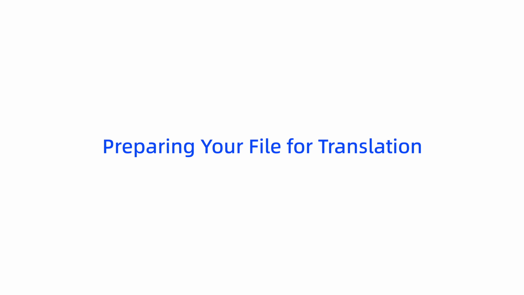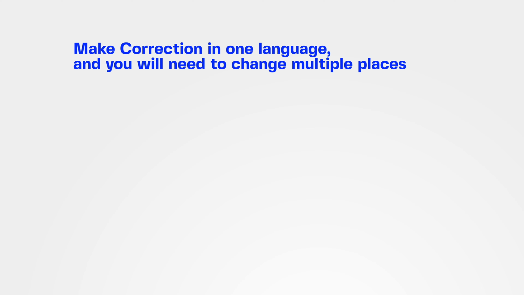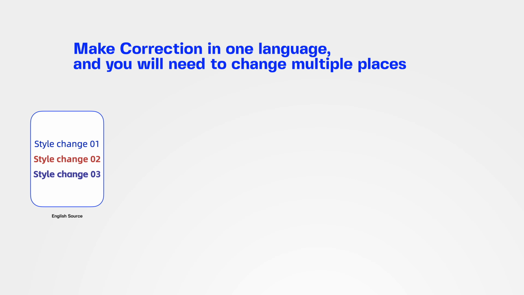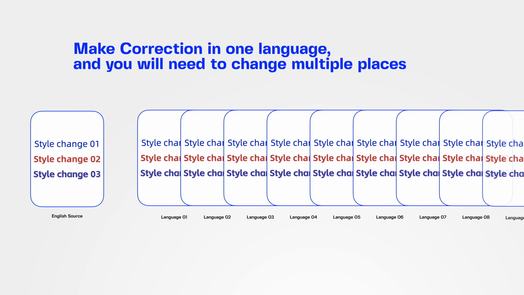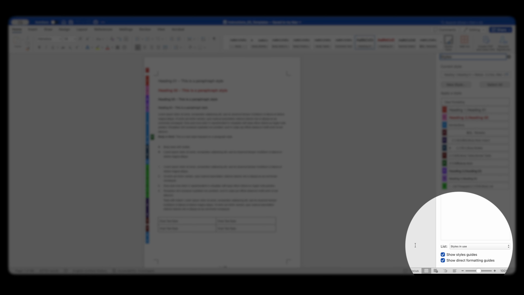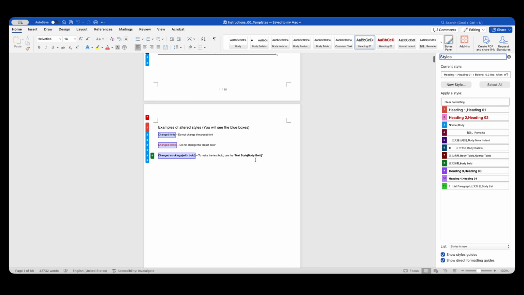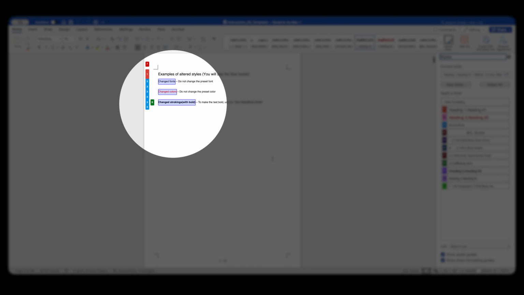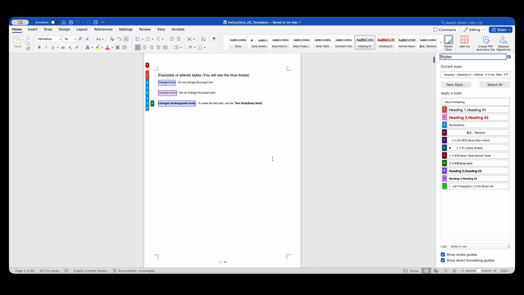Before uploading your file, take these optimization steps to avoid errors and save time downstream. Apply paragraph and text styles. As covered in Part 1, every piece of text must have an assigned style. When you manage 27 languages, a single font size change in unstyled text means 27 manual corrections. Styled text makes changes global. Enable Show Direct Formatting Guides in your word processor. Text with altered styles will be highlighted. Correct any deviations before proceeding.